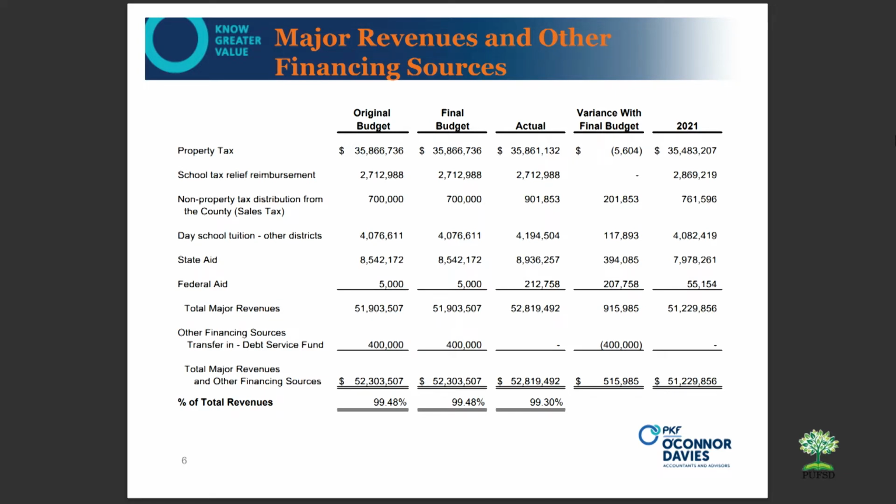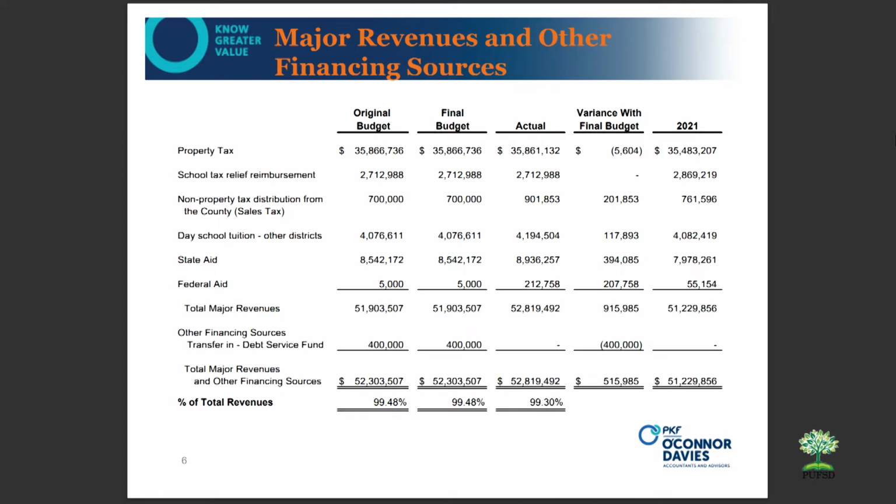Tuition here is actually a big revenue for this district. You do have a lot of out-of-district students who you provide services for, and you could see that came in slightly better than budget, at almost $2 million, and again, that's about $100,000 even more than last year.